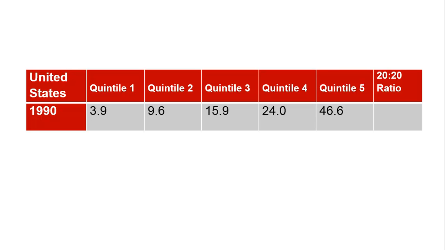Now we'll calculate the 20-20 ratio for the United States in the year 1990. High-income people had 46.6% of the wealth, and low-income people had 3.9% of the wealth. Try forming the 20-20 ratio. I got 11.9. For each dollar that a low-income person had, a high-income person had almost $12.